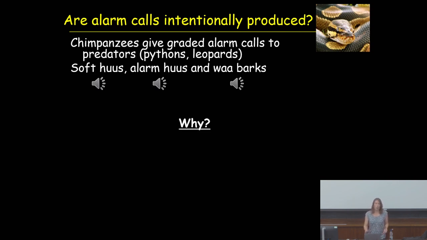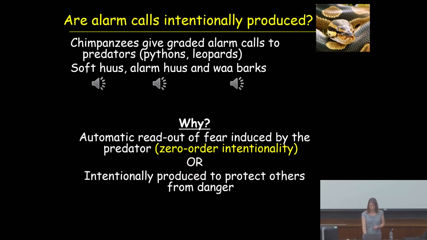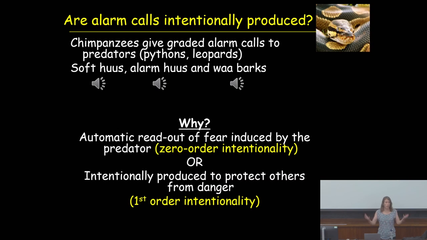But our question is, why do they give these calls when they encounter a threat? Is it just that they're frightened and it's an automatic reflexive response to encountering something that they're frightened of? That would be a zero order intentional explanation for the alarm calling. Or are they intentionally produced maybe to protect others from danger or to get others to come to mob a predator if that's appropriate for that predator type? That would be first order intentionality, being produced to change the behaviour of others that you're directing the calls at.